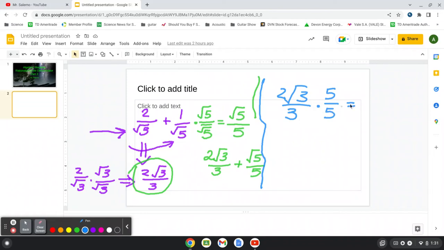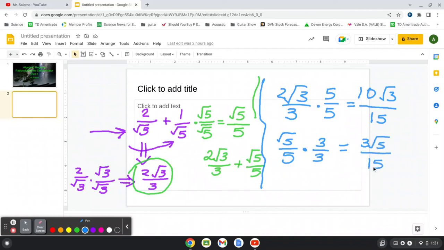So this is going to give us 10 square root of 3, right? 5 times 2 is 10 square root of 3. And there's our common denominator, 15. But we're not done yet, right? Because we have to do the other one. We have to do square root of 5 over 5. And what are we going to multiply it with? The other fraction's denominator, 3. And what do you think we get here? We're going to have 3 square root of 5 over 15, we have a common denominator. Still not done.